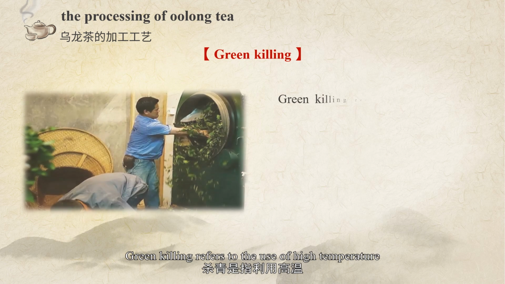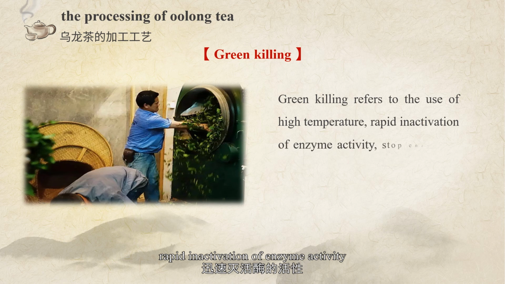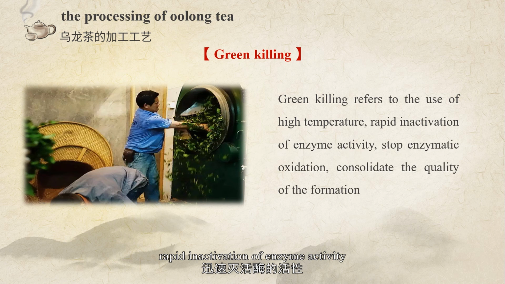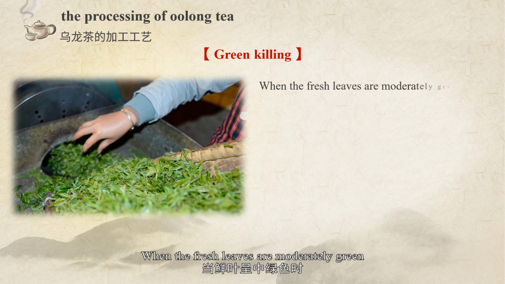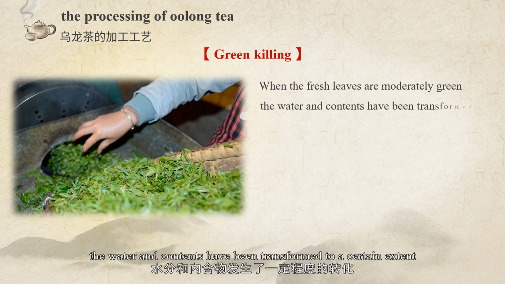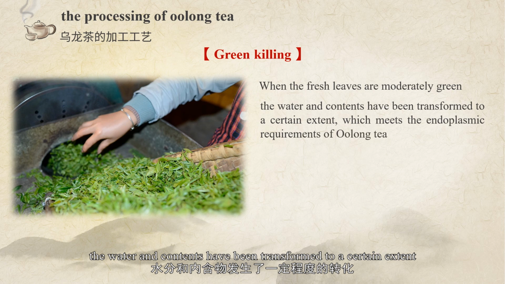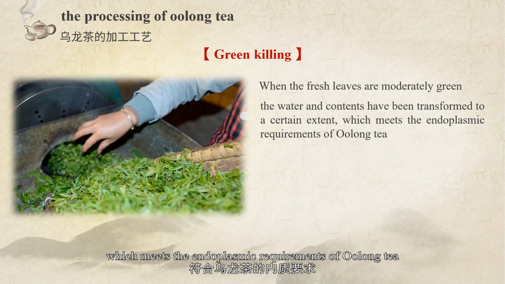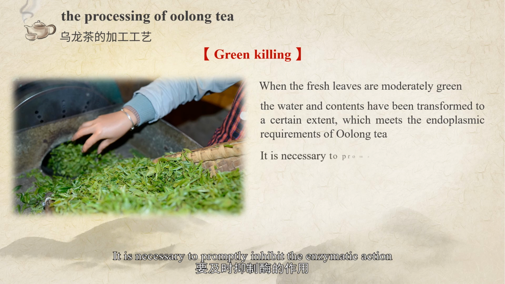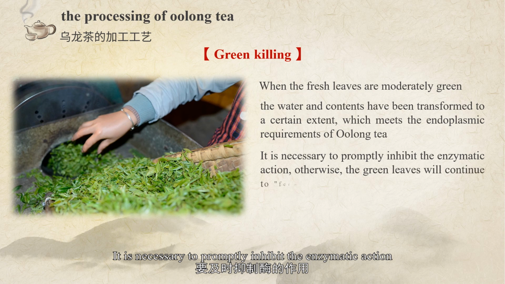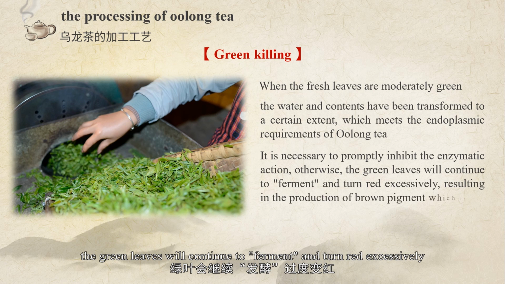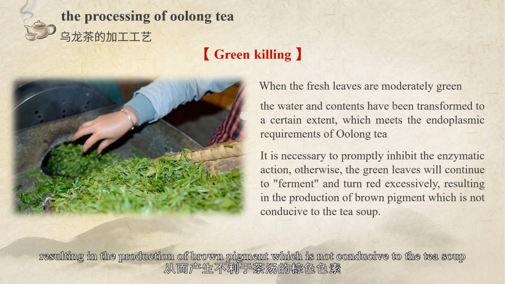Green killing. Green killing refers to the use of high temperature to rapidly inactivate enzyme activity, stopping enzymatic oxidation and consolidating the quality formed. When the fresh leaves are moderately green, the water and contents have been transformed to a certain extent, which meets the intrinsic requirements of oolong tea. It is necessary to properly inhibit the enzymatic action. Otherwise, the green leaves will continue to ferment and turn red excessively, resulting in the production of brown pigment, which is not conducive to the tea soup.